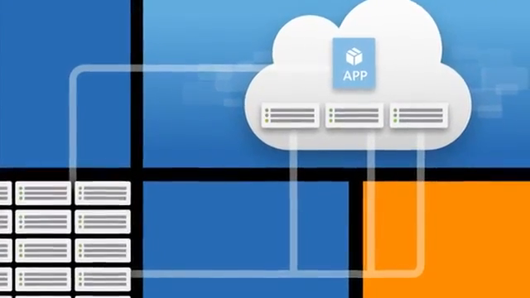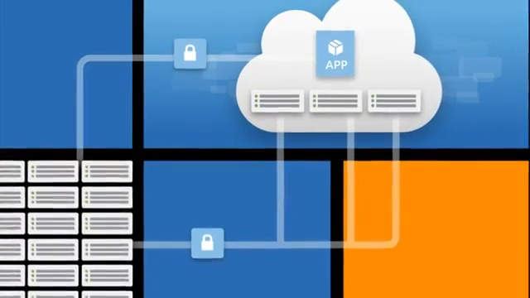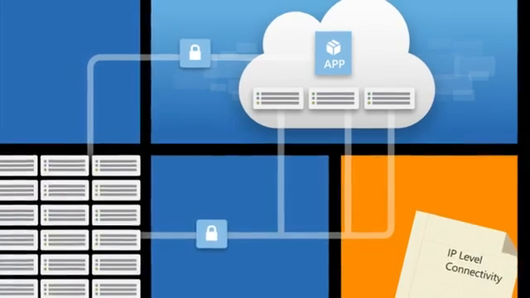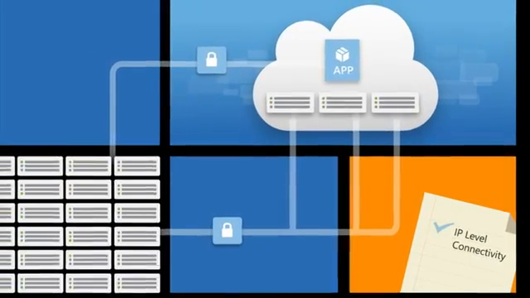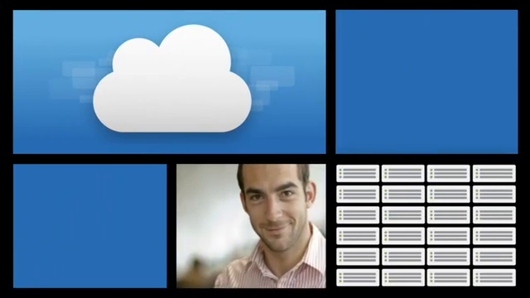You will want these cross-premise connections to be really secure and also make your on-premise and off-premise machines behave as though they're on the same network. We call this IP-level connectivity. Not all requirements to create IP-level cross-premise connections are the same.